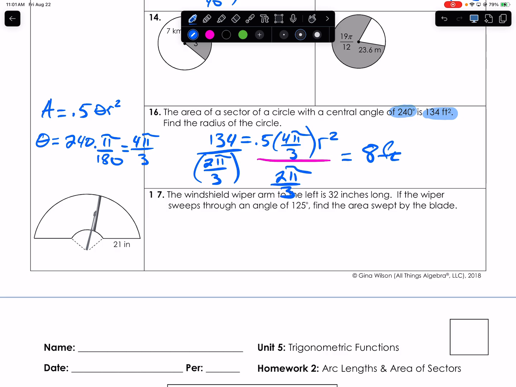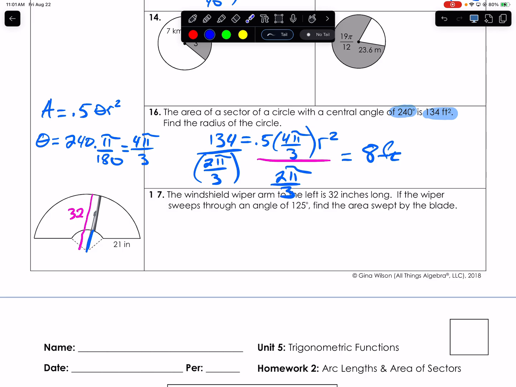So, the windshield wiper arm to the left is 32 inches long. So that means this whole thing is 32 inches right here. Okay? I'm going to draw it off to the side because I'm also going to get this distance right here. So we know this whole distance is 32, from where it connects to the car all the way up to the top of the blade. If the wiper sweeps through an angle of 125 degrees, they're talking about this angle right here, right? So it sweeps through 125.